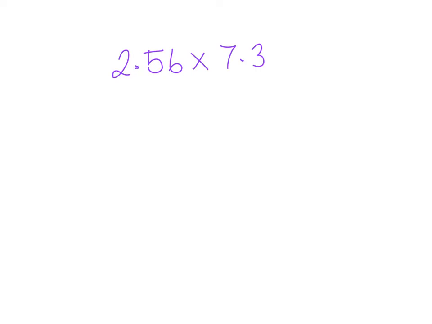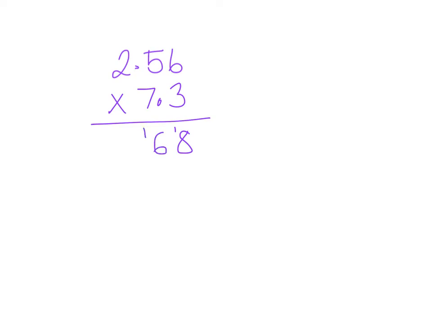We're going to do 2.56 multiplied by 7.3. Now, because I've realised I can't do this with my times tables, I'm going to lay it out vertically. And then I'm going to carry out the multiplication as I would normally, and I'm not going to think about the decimal points until the end. So 3 times 6 is 18, 3 times 5 is 15, plus the 1 is 16, 3 times 2 is 6, plus the 1 is 7.